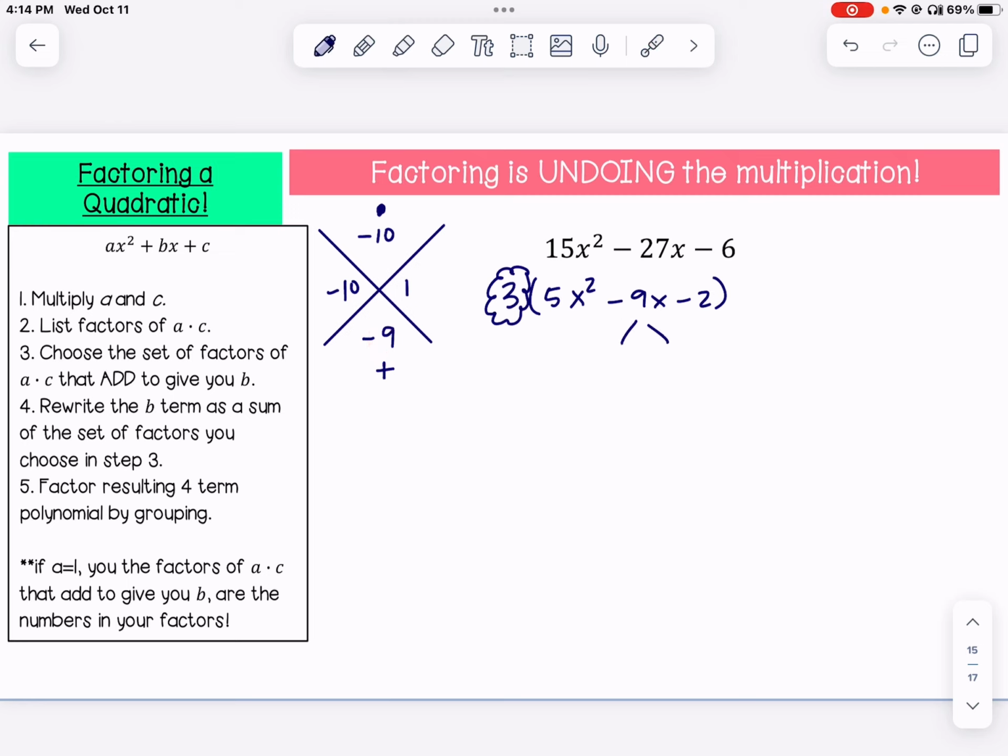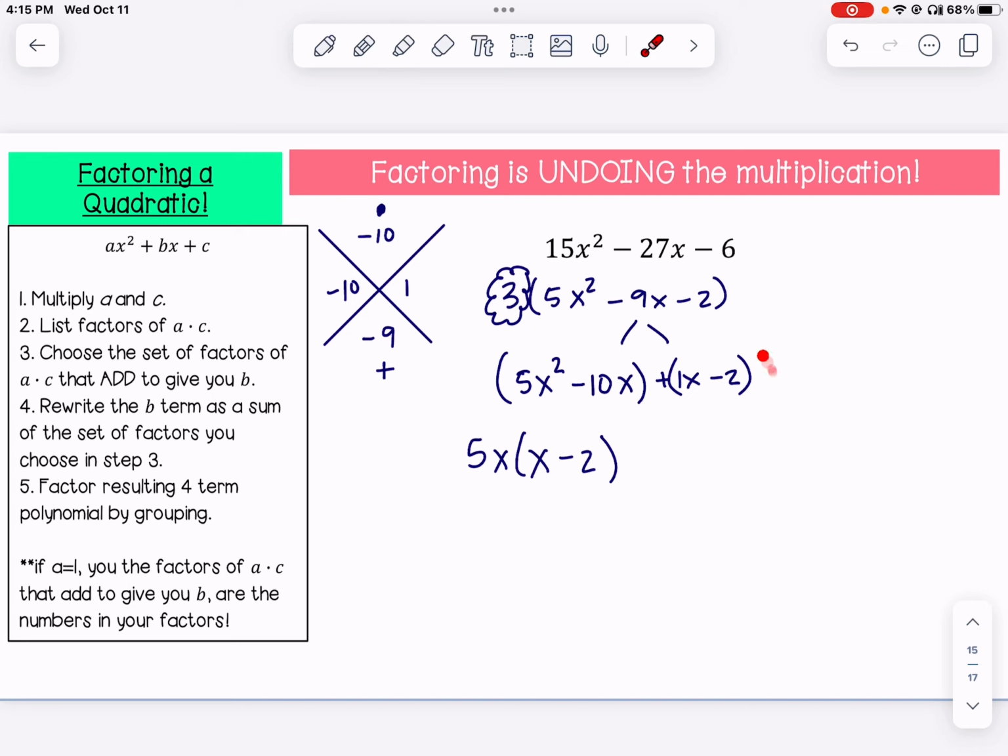Bust apart that b term with those. So this becomes 5x squared minus 10x plus 1x minus 2. So here, once again, that negative 10 and 1. Put parentheses around my first two terms and my second two terms. Factor out what's common. So 5 and 10 both have 5 in common. X squared and x both have x in common. That leaves me 5x squared. I factored out 5x. That leaves me just x. Negative 10x, I factored out the 5x. Well, negative 10 divided by 5 is negative 2. The x and the x cancel each other out.